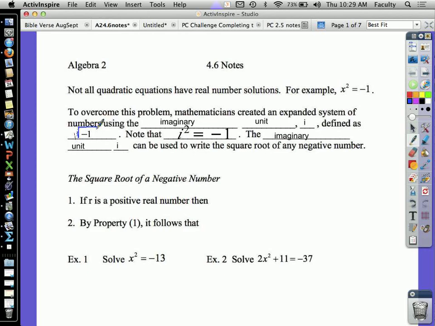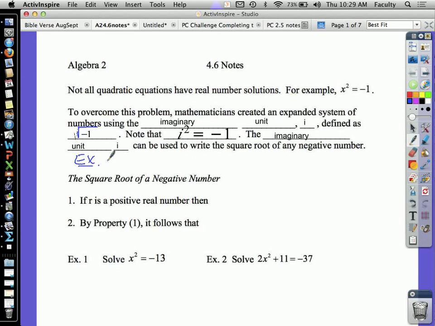It's defined as the square root of negative 1. So i equals the square root of negative 1. Note, i squared equals negative 1. The imaginary unit i can be used to write the square root of any negative number.